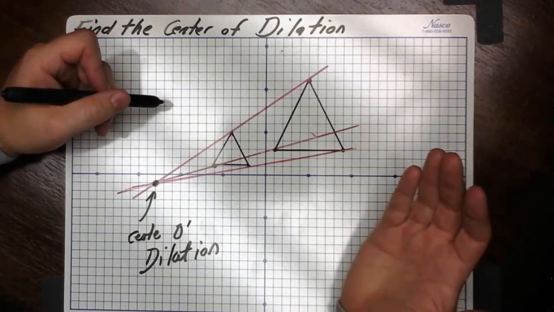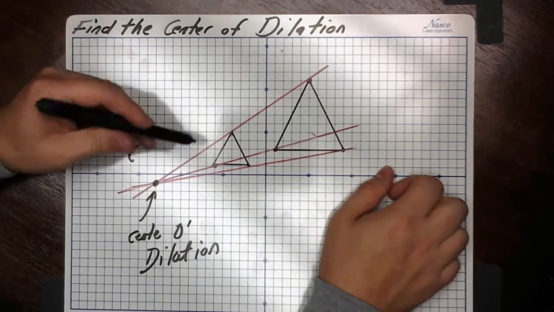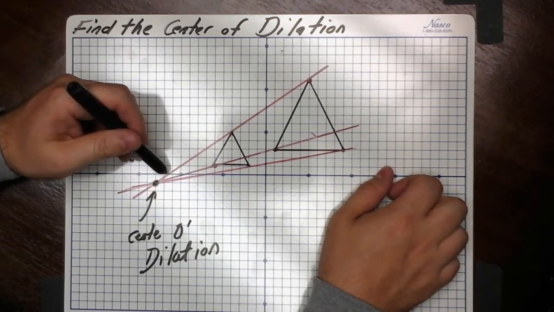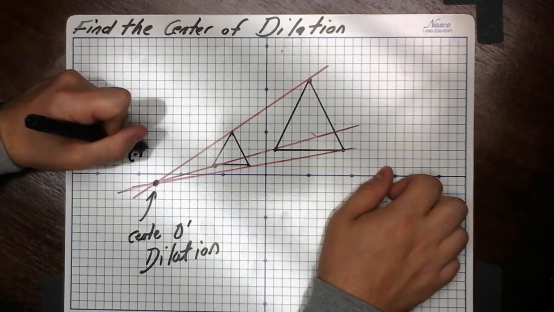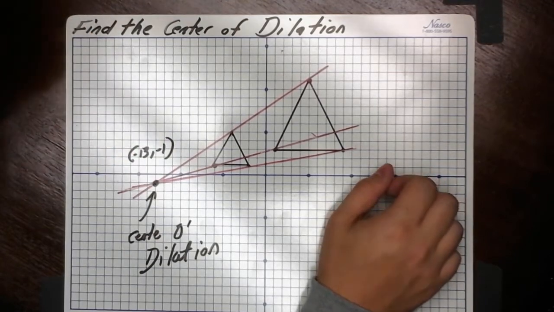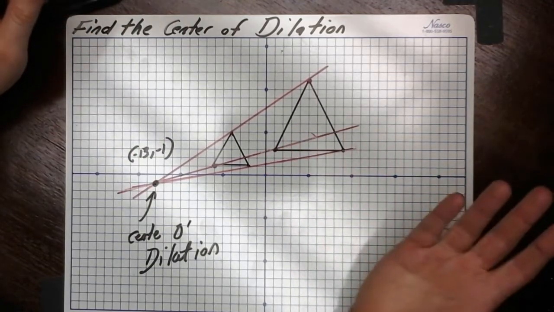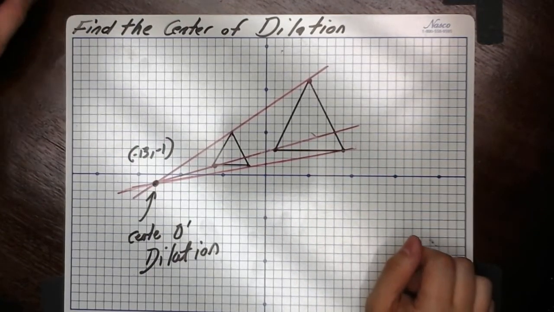And that's it. Sometimes you'll be asked to label it. So let's see, that's negative 10, 11, 12, 13, negative 13, negative 1. Something like that. Okay?